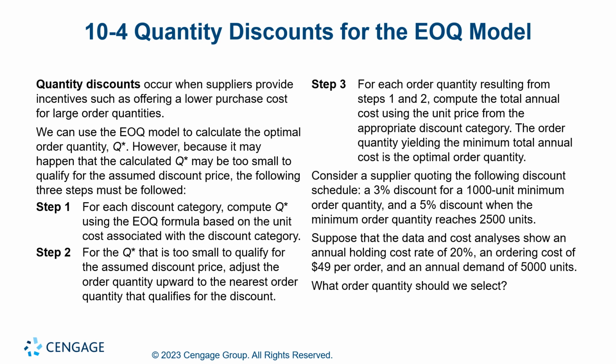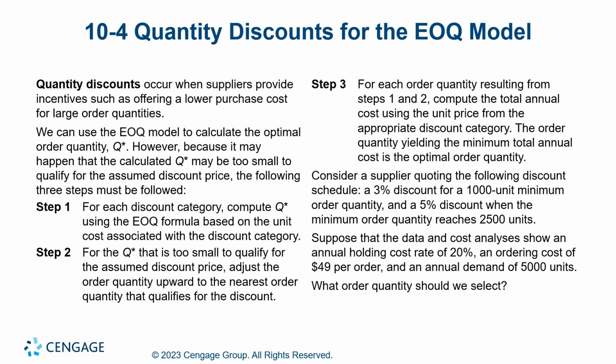Okay, now we consider another variation of the EOQ model, which is still in the deterministic model: the quantity discount. Quantity discounts occur in numerous situations in which the supplier provides an incentive for large order quantities by offering a lower purchase cost when items are ordered in larger quantities. In this subtopic, we show how the EOQ model can be used when quantity discounts are available.